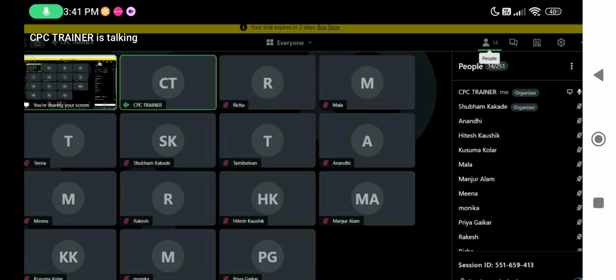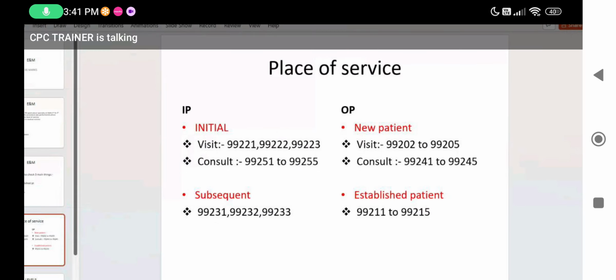Okay, now I have to show you some code sets, guys. Please note down this. These code sets only we use in E&M, right? So please note down this and update me.